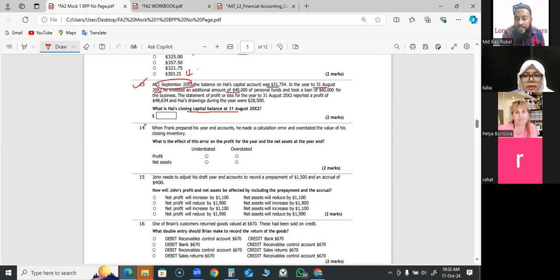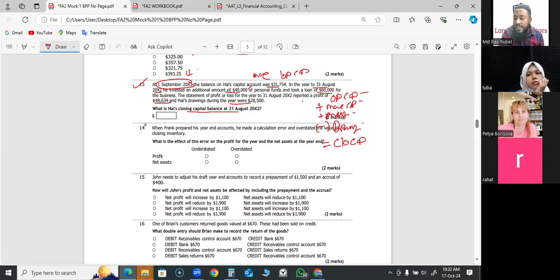Invested more money. At the beginning, do you agree this is opening capital? And this is invested more money, meaning more capital. Owner introduced money, personal funds. It says 80,000. He took a loan, 80,000, let it be there. So profit and loss for the year, reported a profit for the year, given drawings. So how do you get the closing capital? What is the formula? Opening capital plus more capital, which is called bank, plus profit for the year, less drawings. You get closing capital, don't you? Right, so put the figures in it, give me the answer.